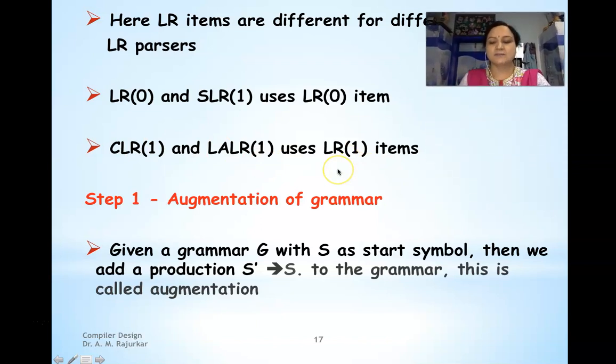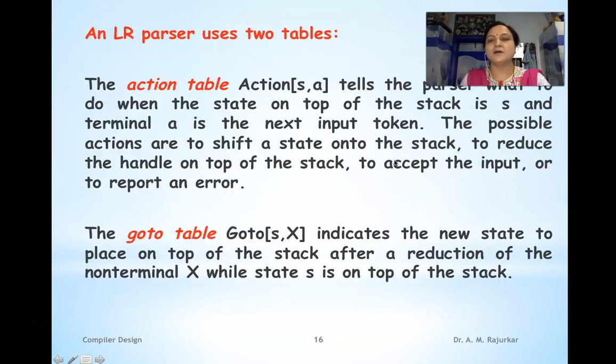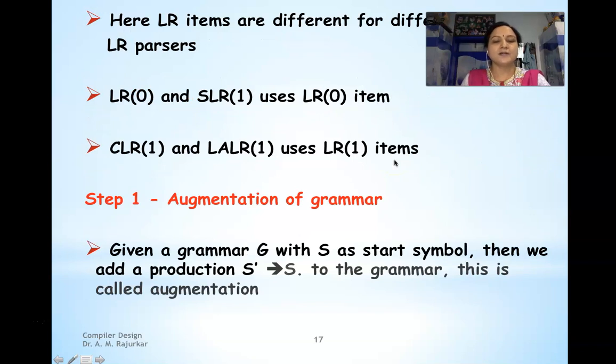The first step for SLR parsing that we have just seen is augmentation of the grammar. So let's see how to augment the grammar. Given a grammar G with S as the start symbol, we add a production S' tends to S to the grammar. The grammar does not have S' as a symbol, so we add it. Whenever we have S as the start symbol of the given grammar, we add one more production S' tends to S, and this is called augmentation.